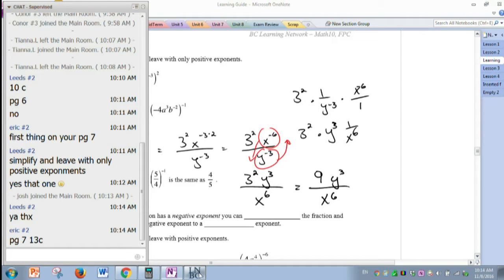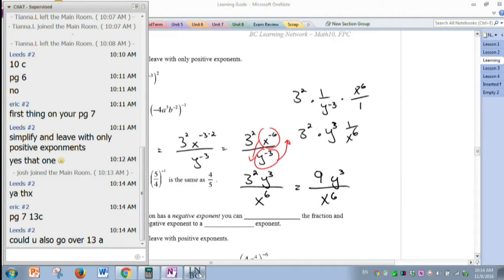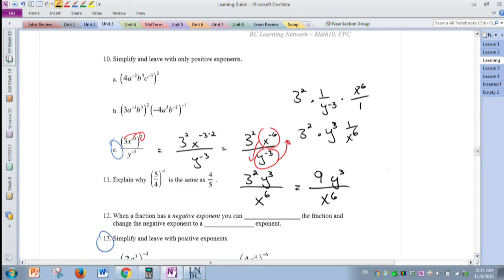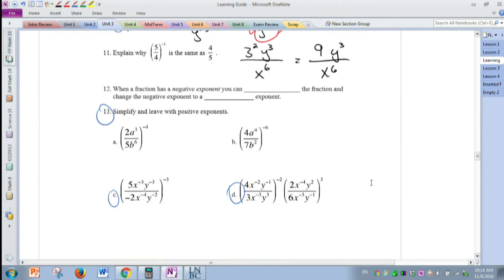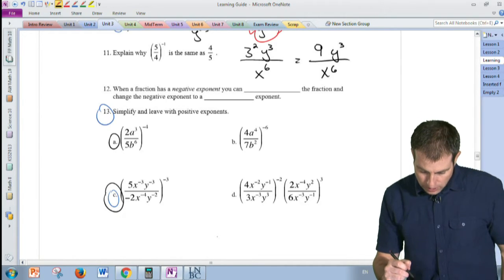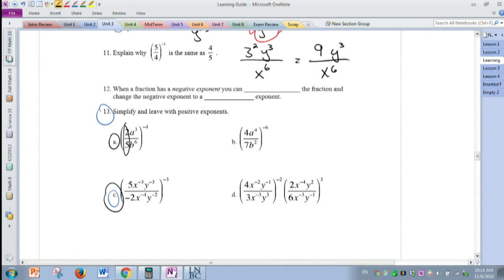Page 7, 13C. I'm going to assume that that's going to be the same as mine. 13A and C. A and C, there's those guys, for sure. All right, so 13A, I have a 2 and a 5. I can't do anything with that. And I have an A and a B, so I can't deal with any of those. I see I have this negative 4. If I want to make it positive, I could just rewrite this as 5b to the 6 over 2a cubed. And now that's all to the positive 4.